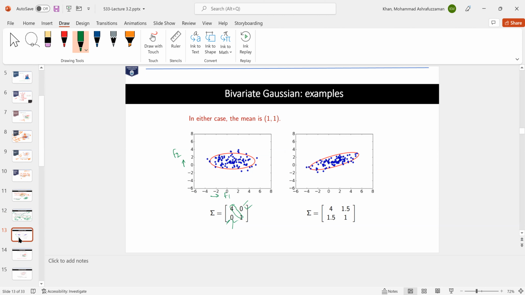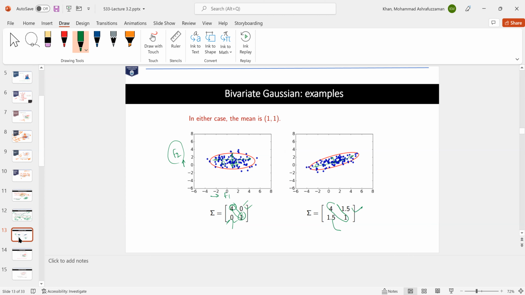But they have some variance value. So maybe this is 4, the variance value for one feature, x1, and for another feature, the variance is 1. But other than that, they have no relationships. But for figure 2, again, the same variance values, 4 and 1, but now the off-diagonal entries are not 0. They have positive values.